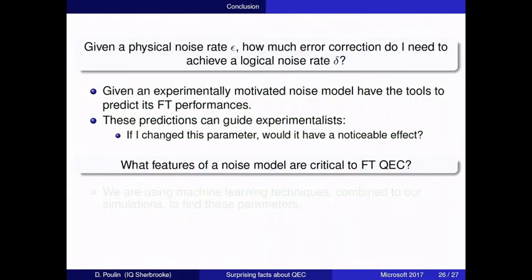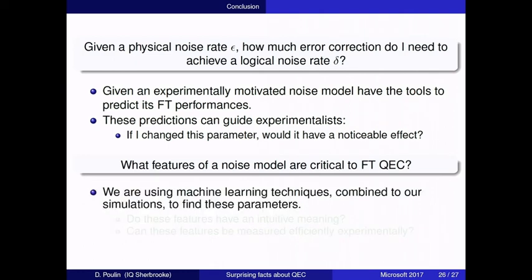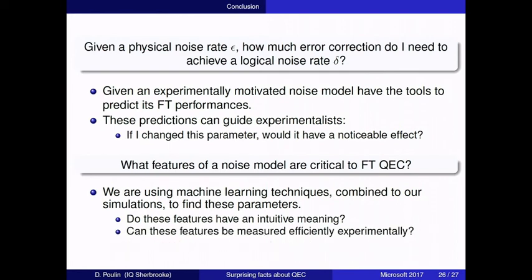So we have this database now with tens of thousands of channels and the corresponding behavior in a fault-tolerant scheme. And we've been trying to use machine learning techniques to extract features of the noise model that correlate with the logical failure rate. But I'm sad to report that we haven't succeeded in doing this. But I think it remains a crucial question to determine what are the critical parameters that we need to extract from experiment to understand fault tolerance.